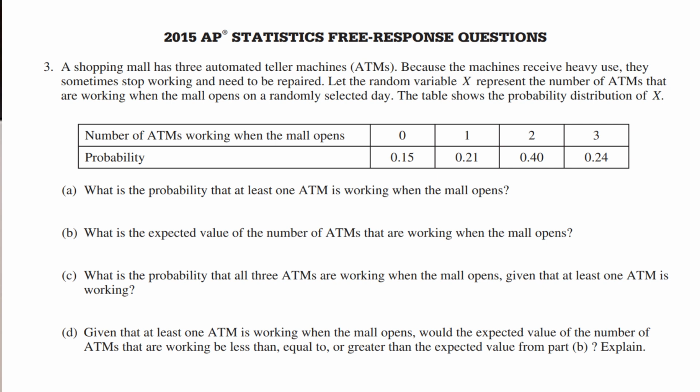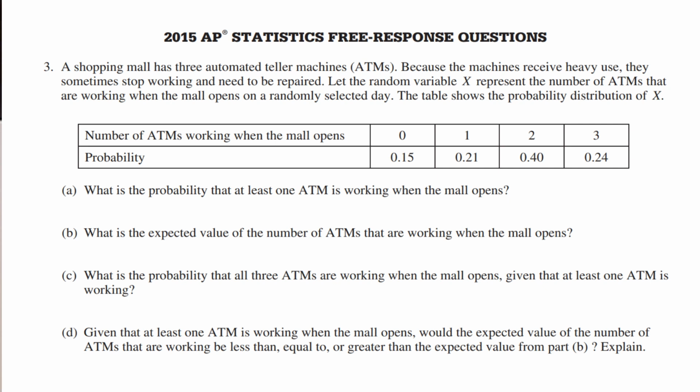A shopping mall has 3 automatic teller machines, ATMs. Because the machines receive heavy use, they sometimes stop working and need to be repaired. Let the random variable x represent the number of ATMs that are working when the mall opens on a randomly selected day. The table shows the probability distribution of x.